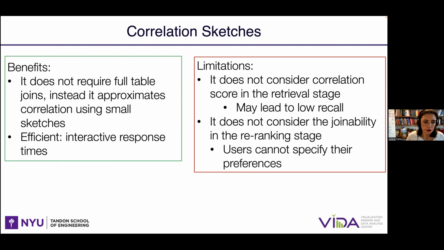But it has limitations also. First, it has two steps, as I said. It first gets the most joinable, and then it ranks by correlation. But it does not consider the correlation score in the retrieval stage, and as a result, you can end up with a low recall. And on the flip side, it doesn't consider joinability in the re-ranking stage. So let me show examples that illustrate this.